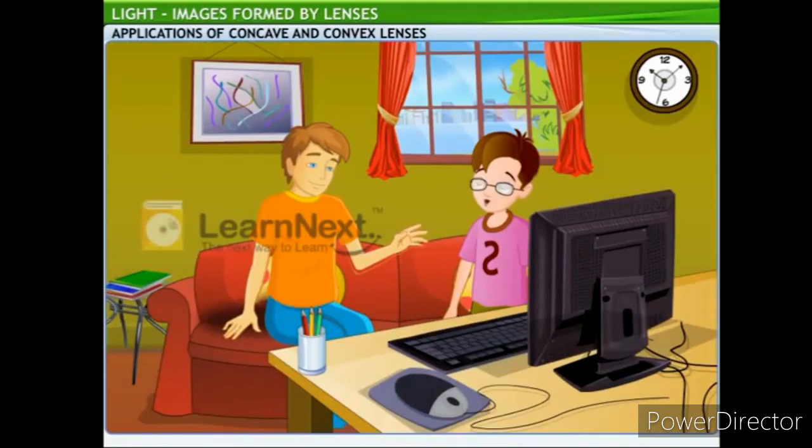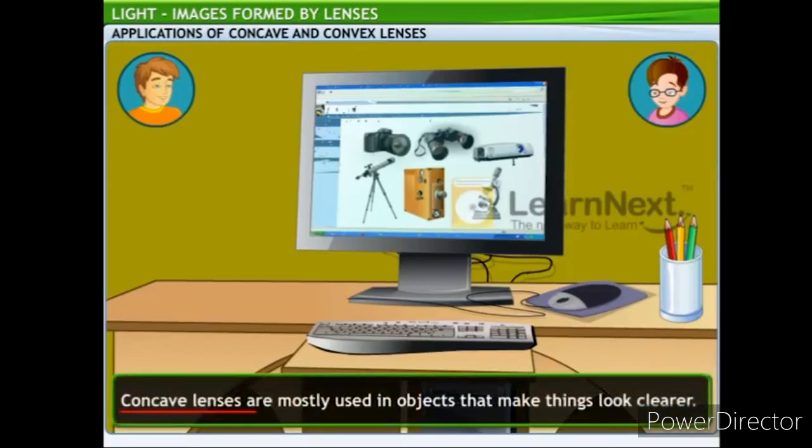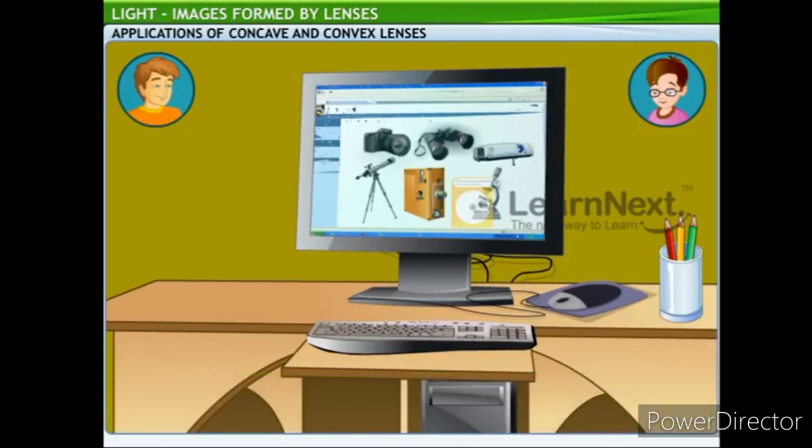Really? What exactly do we use concave lenses in these things for? You want to know more? Let's see what the internet says. There, concave lenses are mostly used to make details of objects look clearer, like binoculars and telescopes. Oh, of course. Scientists need to study small objects in detail in the laboratory. So concave lenses would help.